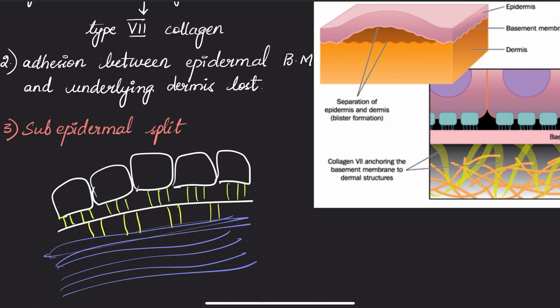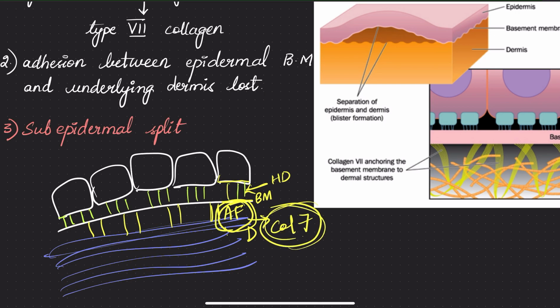These are the hemidesmosomes that attach the basal cells to the basement membrane, and the basement membrane itself is attached to the dermis with the help of anchoring fibrils. These anchoring fibrils are made up of collagen 7. Type 7 collagen makes the anchoring fibrils. Anchoring fibrils attach the basement membrane of the epidermis, the entire epidermis, to the dermis. In this way, the epidermis attaches to the dermis with the help of anchoring fibrils.